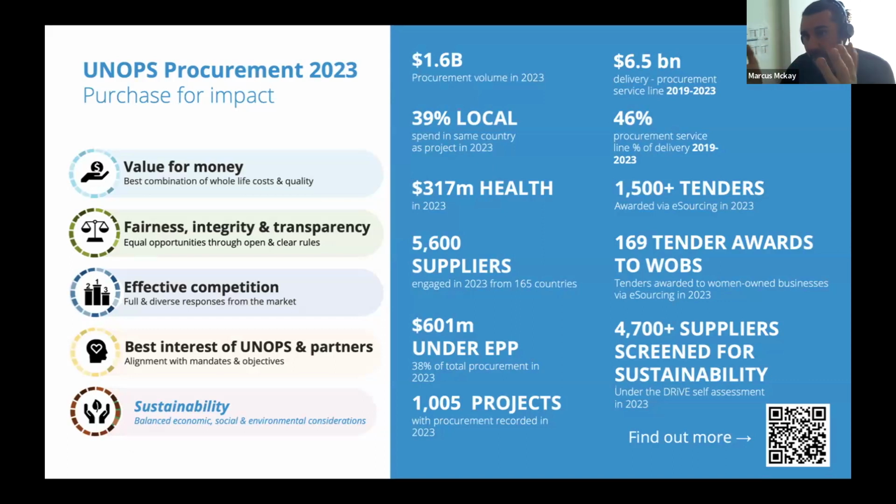It's important to understand that UNOPS, as a UN agency, operates under the principles of public procurement. So we also work on best value for money, fairness, integrity, effective competition, and the best interest of UNOPS. Now, this is supposed to be reinforced, and the principles of sustainability are supposed to be embodied therein, and we do work on that.